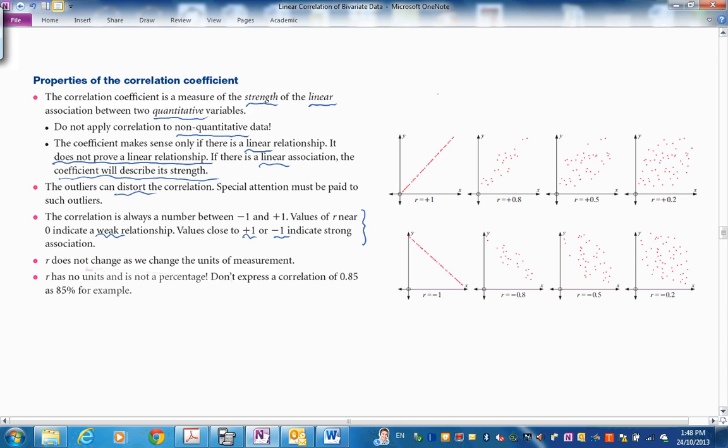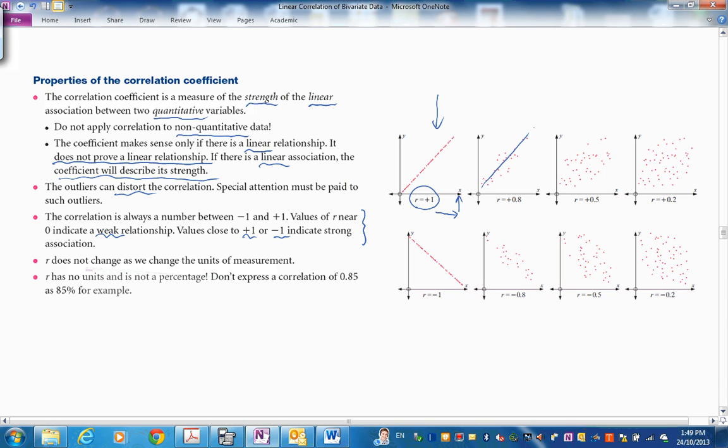So let's look at this. I've put the numbers in underneath now. This one we said was perfect. It's a perfect straight line. Perfect is 1 out of 1, if you like. So R is +1. It's plus because, as you can see, as the independent variable increases, so does the dependent variable.